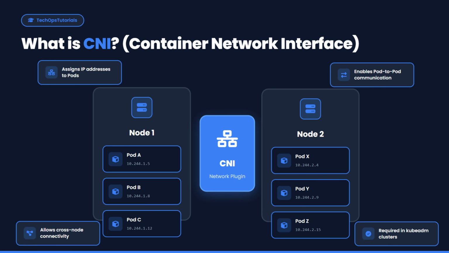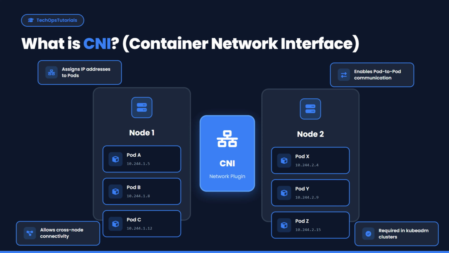Now let's understand what CNI is. CNI stands for Container Network Interface. In simple terms, CNI is the networking layer of Kubernetes. Whenever a pod is created, CNI is responsible for three key things. First, assign an IP address to a pod. Second, allow pods to communicate with each other. And third, enable communication between pods running on different nodes.